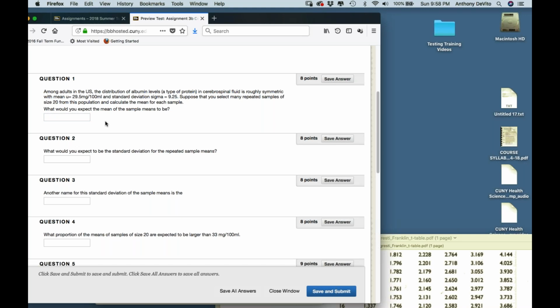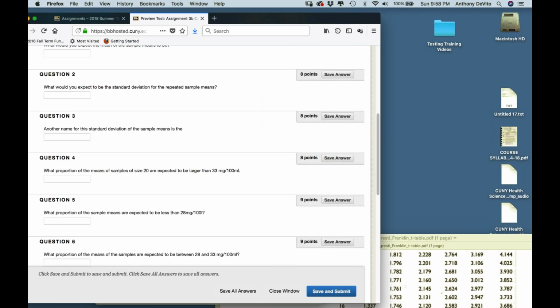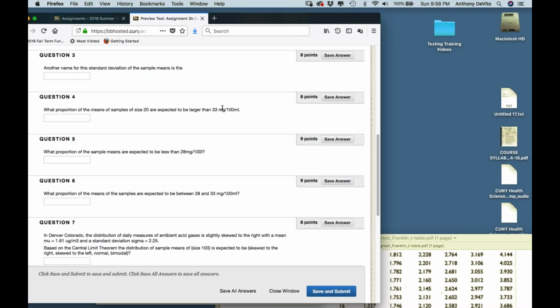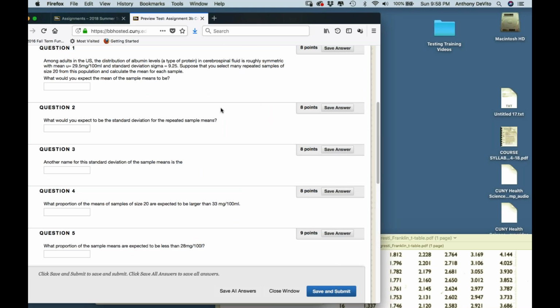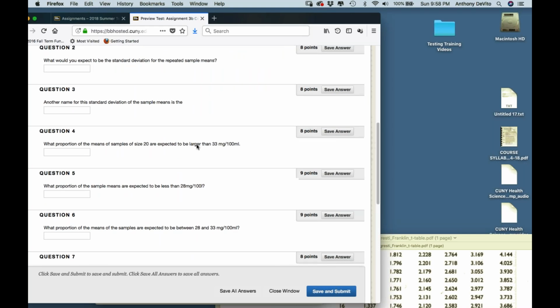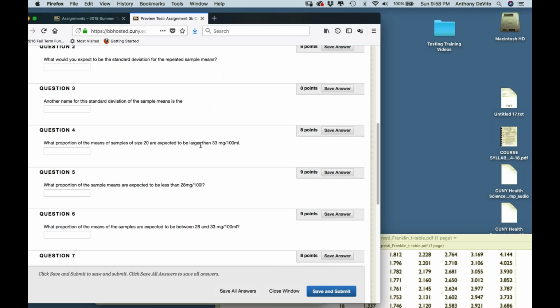Okay, so I'm thinking the square root of 20 is probably a little under 5, about 4.5. 9.25 divided by 4.5 is about 2. So I'm thinking it's about 2. So how different is 33 from 29.5? How many standard deviations? Well, 29.5 versus 33, that's about 3.5, divided by the standard error, which comes out to about positive 0.8 or something like that.